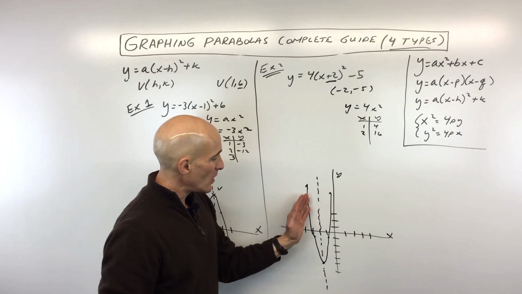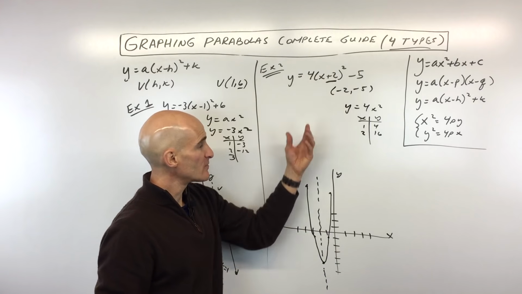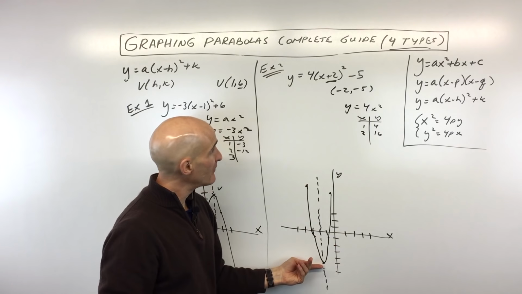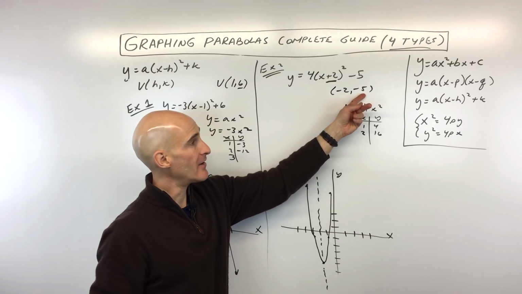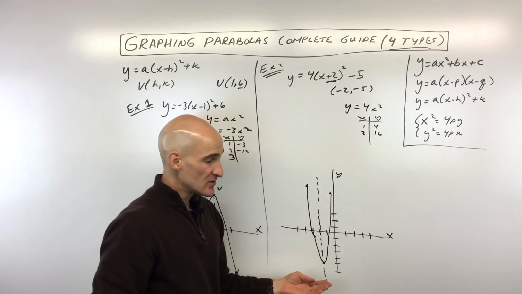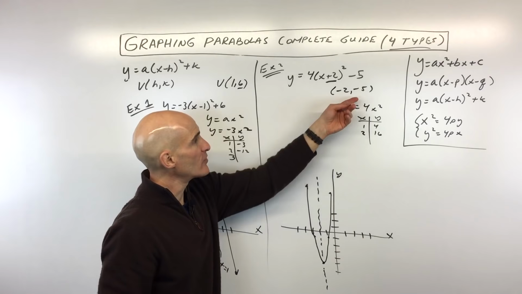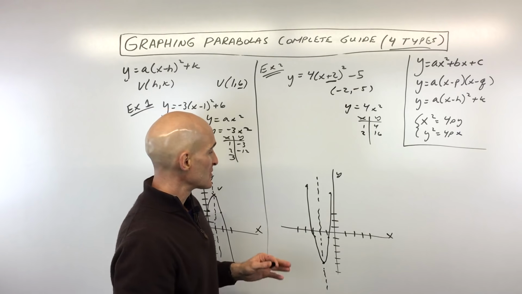So you can see in this one we have a minimum because the a value is positive. It's opening up. That minimum value is at -5. The domain is all real numbers, and the range is y is greater than or equal to -5. So great job on that one.